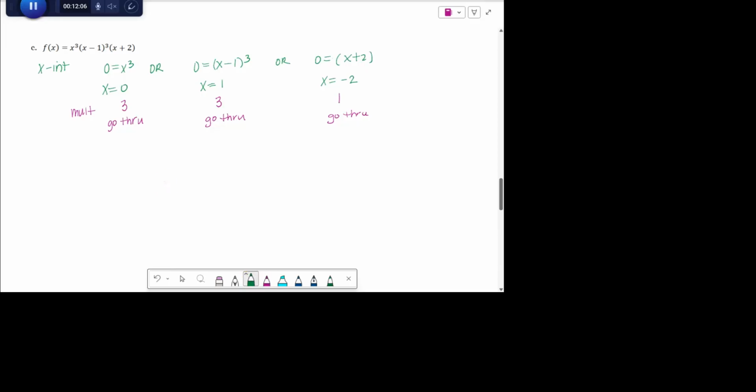What's our y-intercept? Well, since we're getting (0, 0) for one of our x-intercepts, that's also going to be our y-intercept. When we plug 0 into this function, we're going to get (0, 0). So our y-intercept is the same as our x-intercept. All right, what is the degree of this polynomial? Well, if we think about the leading term, we would have x cubed from the first part, and then x cubed again, and then x. So it looks like this is x to the 7th power. So we think that our graph is going to look like this.